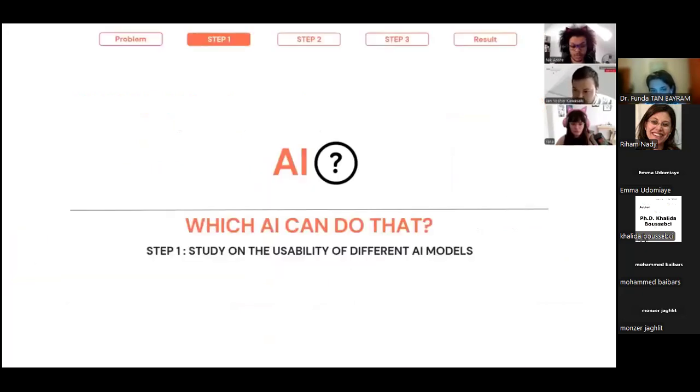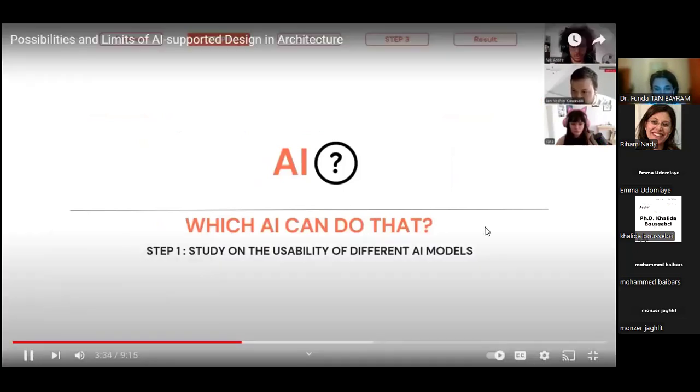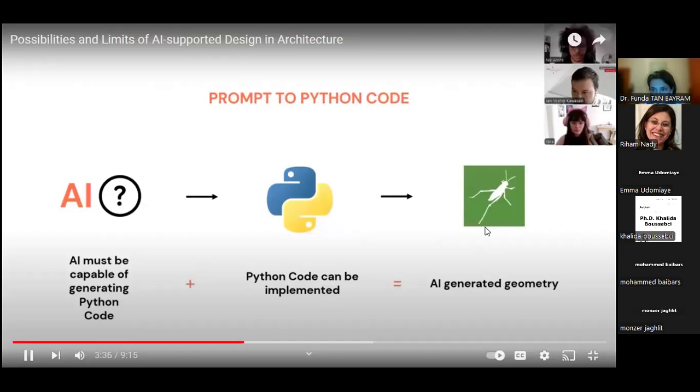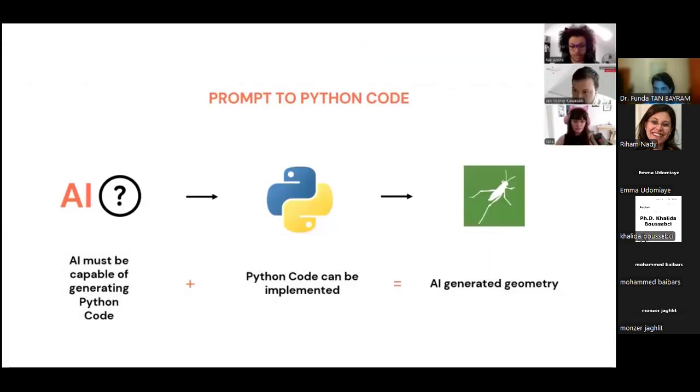Now we had to find a suitable AI for our approach. The main consideration was the workflow that the AI must be able to handle. Grasshopper offers the option of generating geometry via Python code. For us, this means that the AI must be able to translate our prompts into Python code. We can then easily read the output code into Grasshopper and check its function.